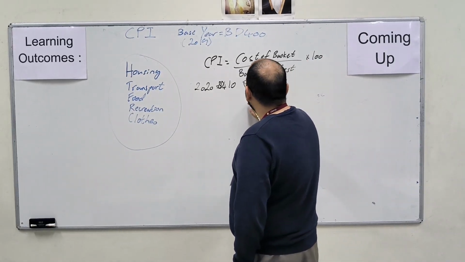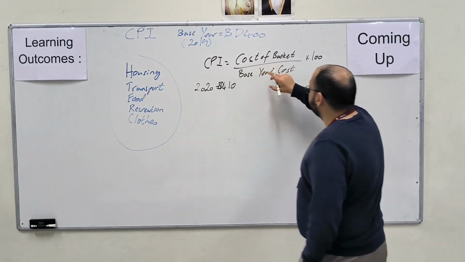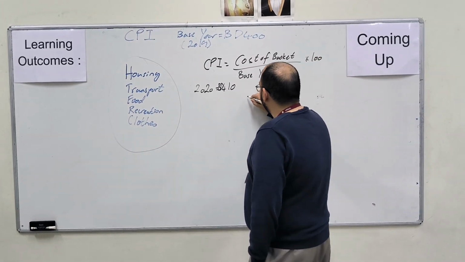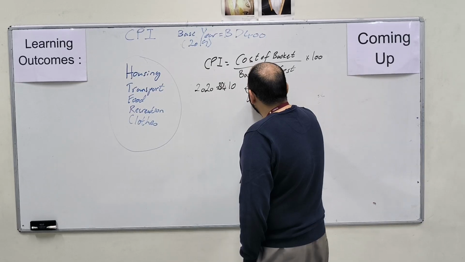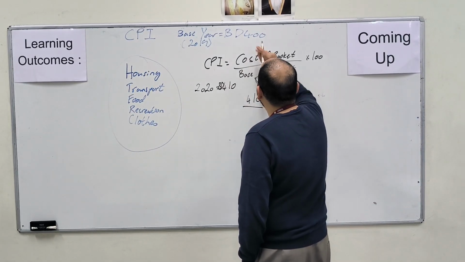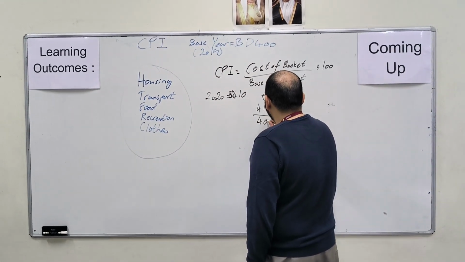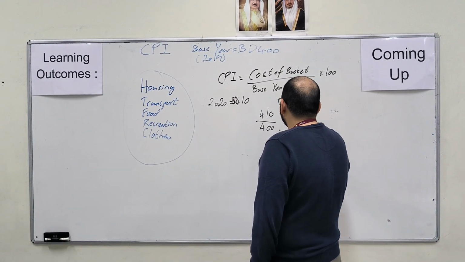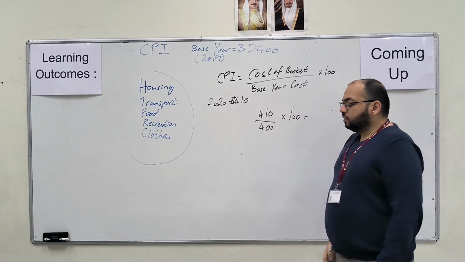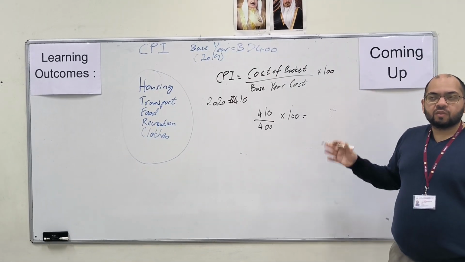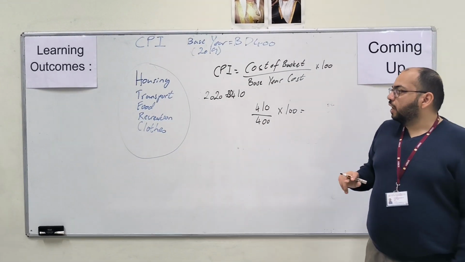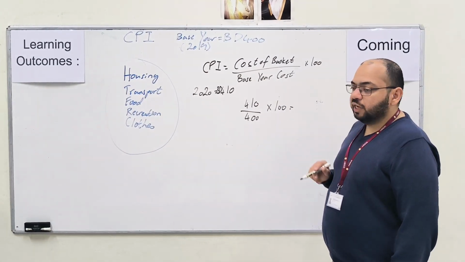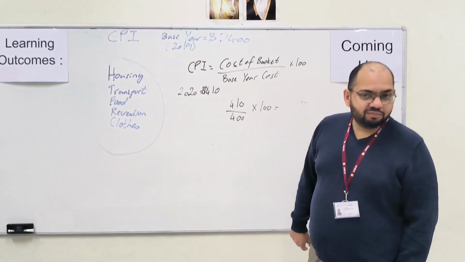So the CPI formula is the cost of the basket, which here is 410, divided by the base year. So we have 410 divided by 400 multiplied by 100. Right? And that will give you the CPI for 2020.